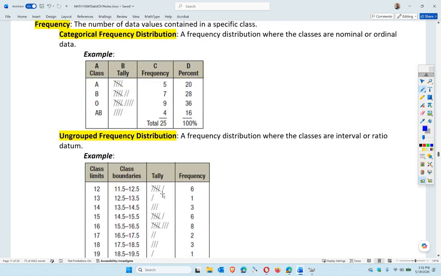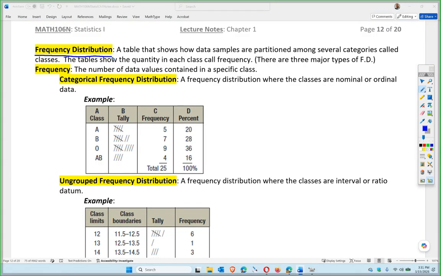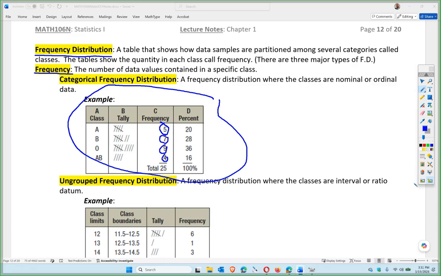So what we want to make today is what's called a frequency distribution. Okay, so a frequency distribution is either a table or a graph that shows how the data is distributed, right? So the whole table is called a frequency distribution. The frequency is the actual individual calculations of how frequent something happened, or the counts, basically, right?